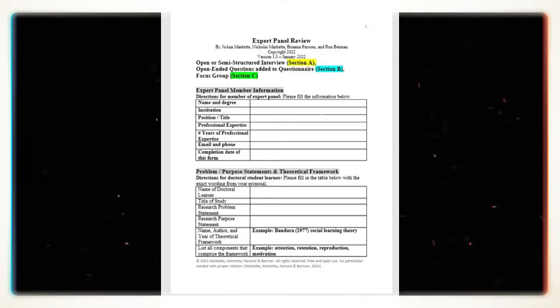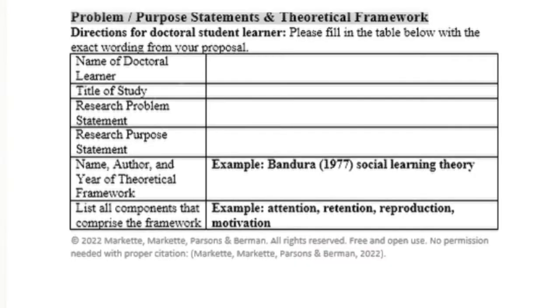Okay, now that you have that on your second screen, notice that this first page asks an expert panel member to fill in their credentials at the top. For you, the doctoral learner, to fill out basic information about your study. The title, the problem and purpose statements, the name of the theory, and its author and year of conception. Finally, you must provide the components of the theory.